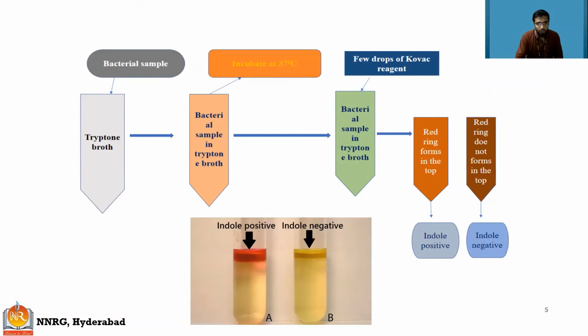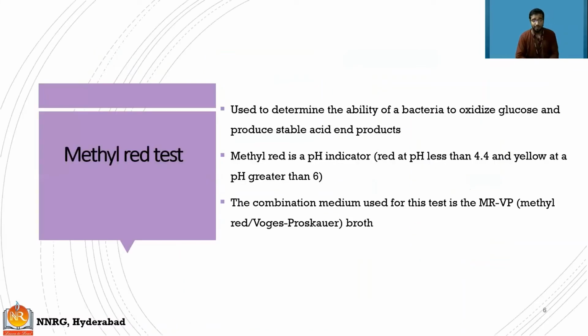Okay. Moving on to the next test, the methyl red test. What is methyl red? I said in the introduction slides that methyl red is an indicator used when there is a difference in pH. The methyl red test is used to determine the ability of bacteria to oxidize glucose and produce stable acid end products. What does it mean? Suppose I take a glucose molecule, and you know a glucose molecule has an aldehyde at one end, right? Glucose and carbohydrates are polyhydroxy keto compounds.